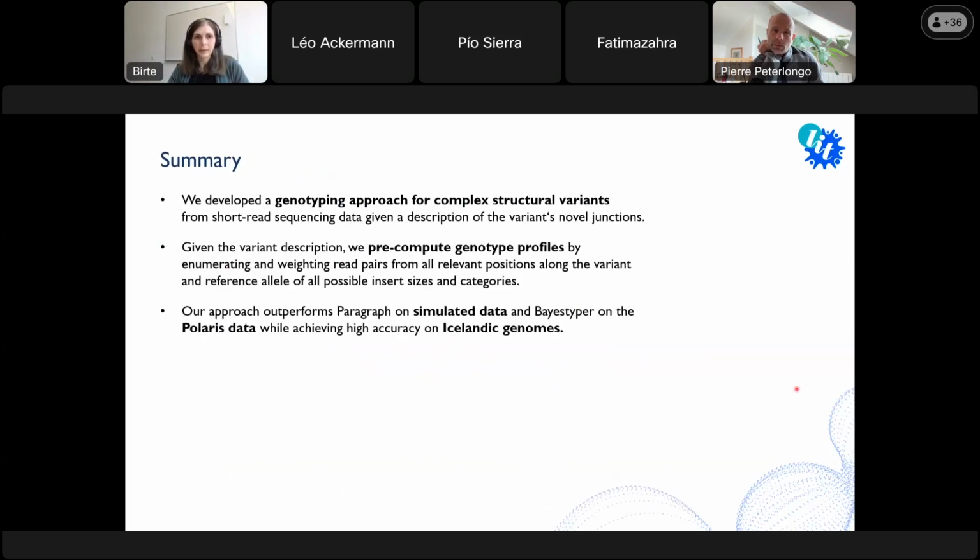So yeah, just to summarize what I've told you, we've developed a new genotyping approach for complex structural variants for short read sequencing data, given the description of the variants' novel junctions.